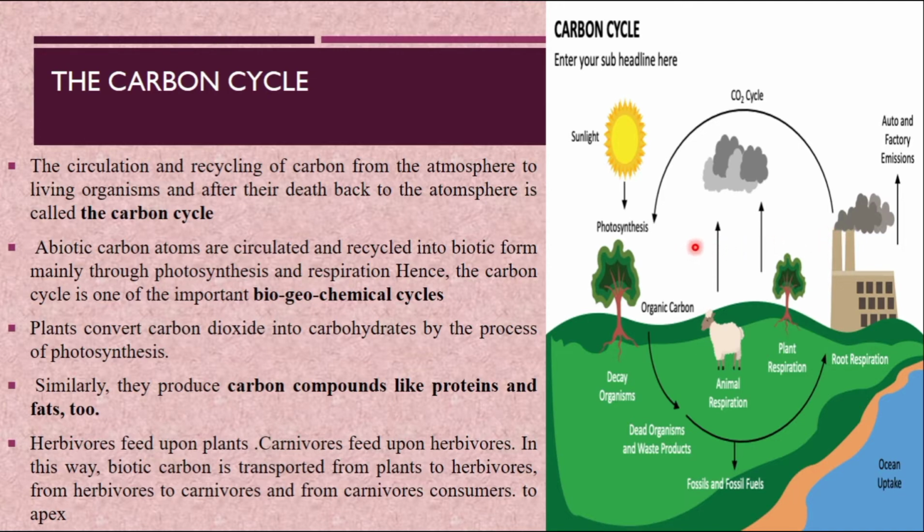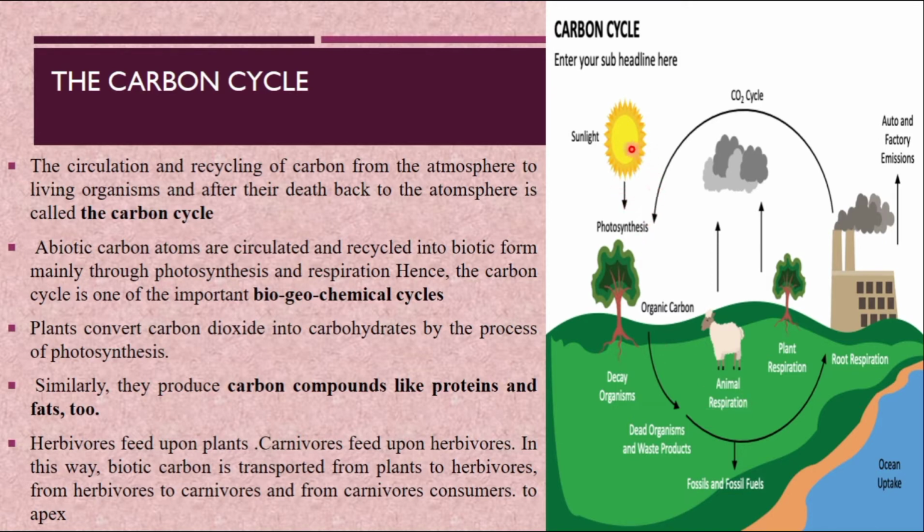The circulation and the recycling of carbon from the atmosphere to the living organisms through the plants, and after their death back to the atmosphere, is called the carbon cycle. Abiotic carbon atoms are circulated and recycled into the biotic form.